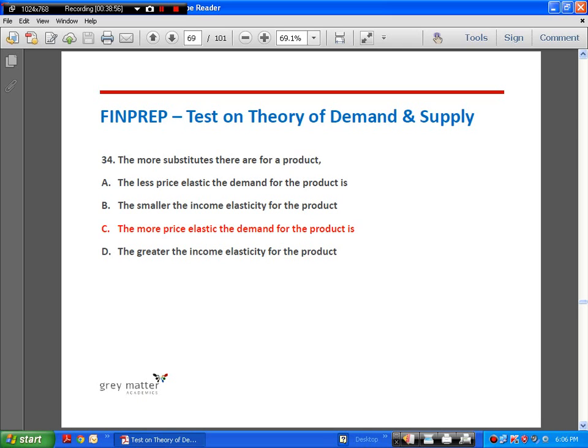So if more substitutes are available, you will notice the price elasticity will be more. So consumers will find it easier to switch over to other products that are available in the market. So the right answer is option C, the more price elastic the demand for the product is.